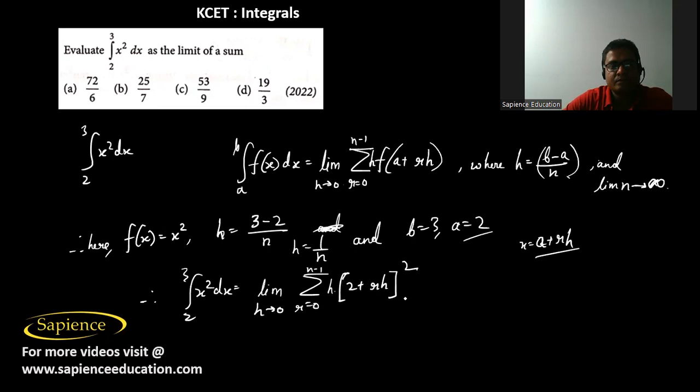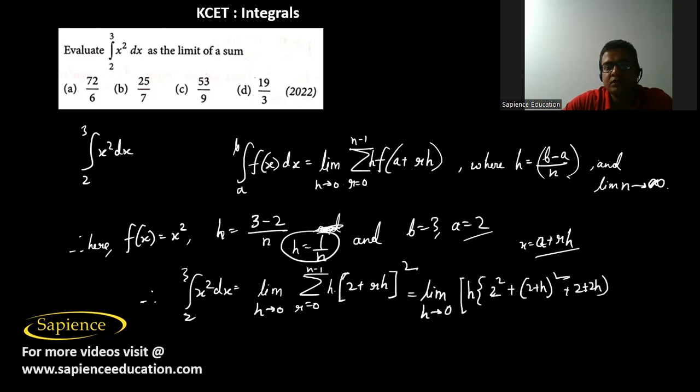Okay, so this will be equal to limit h tends to 0, since h is equal to 1 by n. So this will be equal to h into, I can write this as 2 square plus 2 plus h whole square, since r will go from 0 to n minus 1, plus 2 plus 2h whole square, and plus dot dot, it will be 2 plus n minus 1 into h whole square.